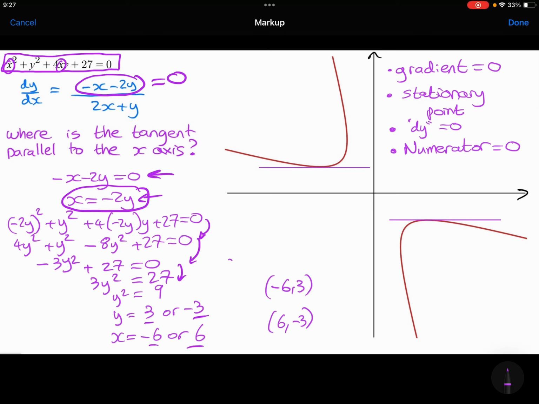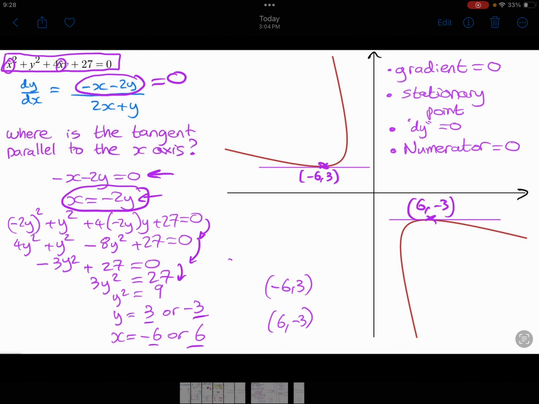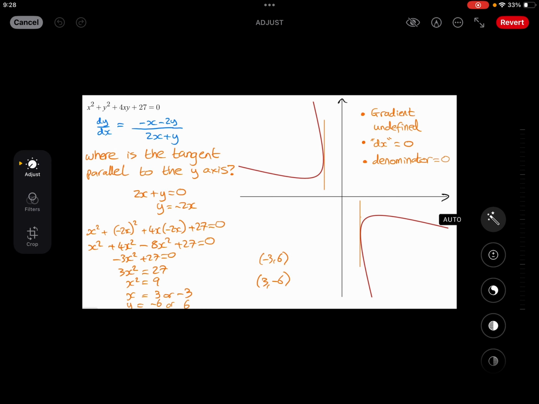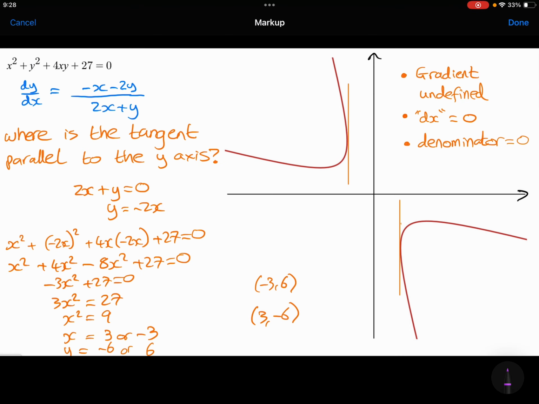So I found that I've got the coordinates minus 6, 3 here, or 6, minus 3 here. So those are the two coordinates, the two stationary points, or the 2 points where the tangent is parallel to the x-axis. If instead I wanted to find where the tangent was parallel to the y-axis, here I'm looking to see when the denominator would be equal to 0.